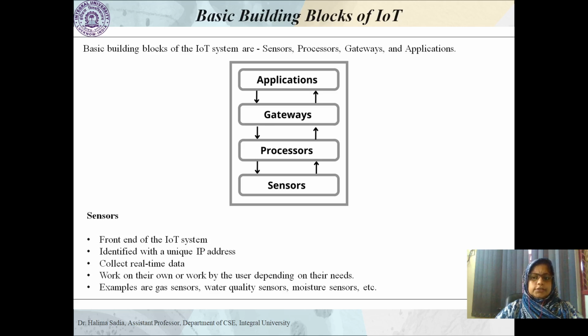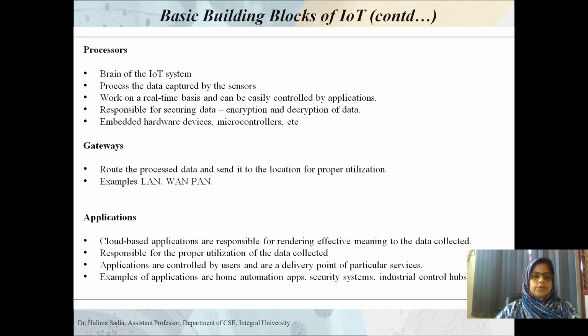Then we have processors. Now, processors, as we all know, are the brain of the IoT system. The main function of the processor is to process the data captured by these sensors so as to extract valuable data from the enormous amount of raw data that has been collected by the sensors. The processors mostly work on a real-time basis and can be easily controlled by applications. These are responsible for securing the data, that is performing encryption and decryption operations on the data.